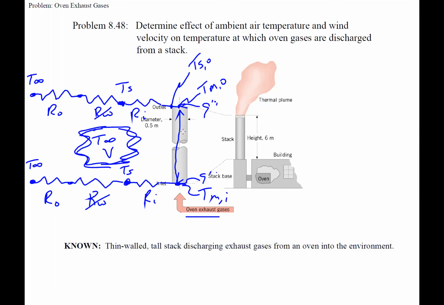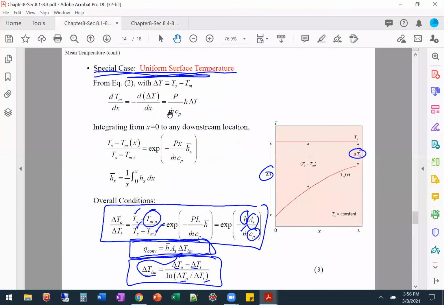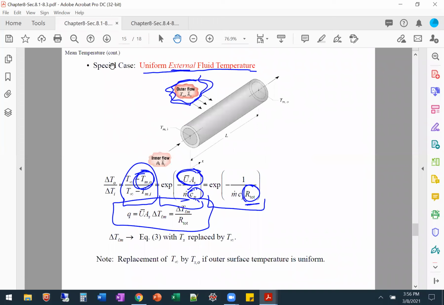So we have it's not uniform surface heat flux, not uniform surface temperature, uniform external fluid temperature. Okay, so we have this case, right? And for the outlet temperature, we can either use the overall convection coefficient or basically the R total, right? And in this version, we're going to use the overall convection coefficient.